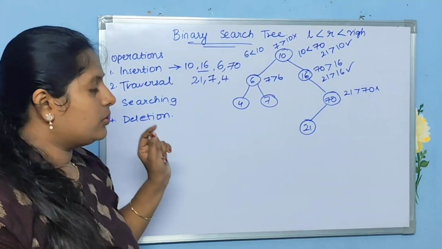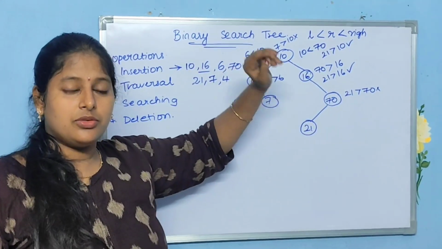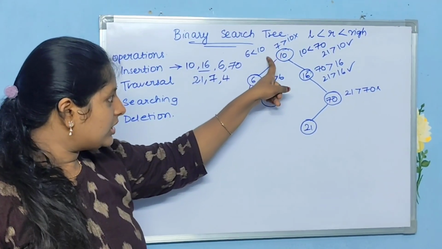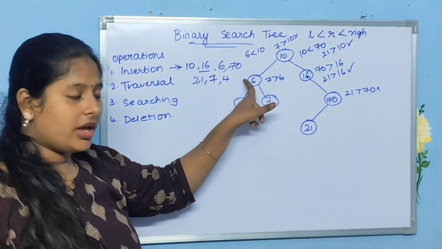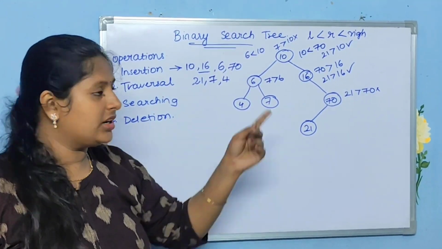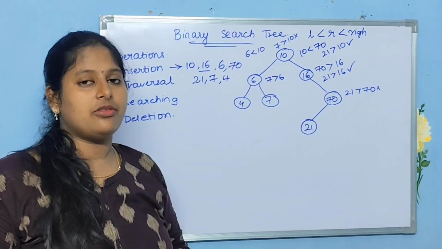If you want to insert elements, you have to traverse from the root node to the next nodes. If it is less than that root node, you will go to the left subtree and traverse every element. In case you want to insert a greater element than the root node, you have to traverse the right subtree. You have already traversed the right subtree.